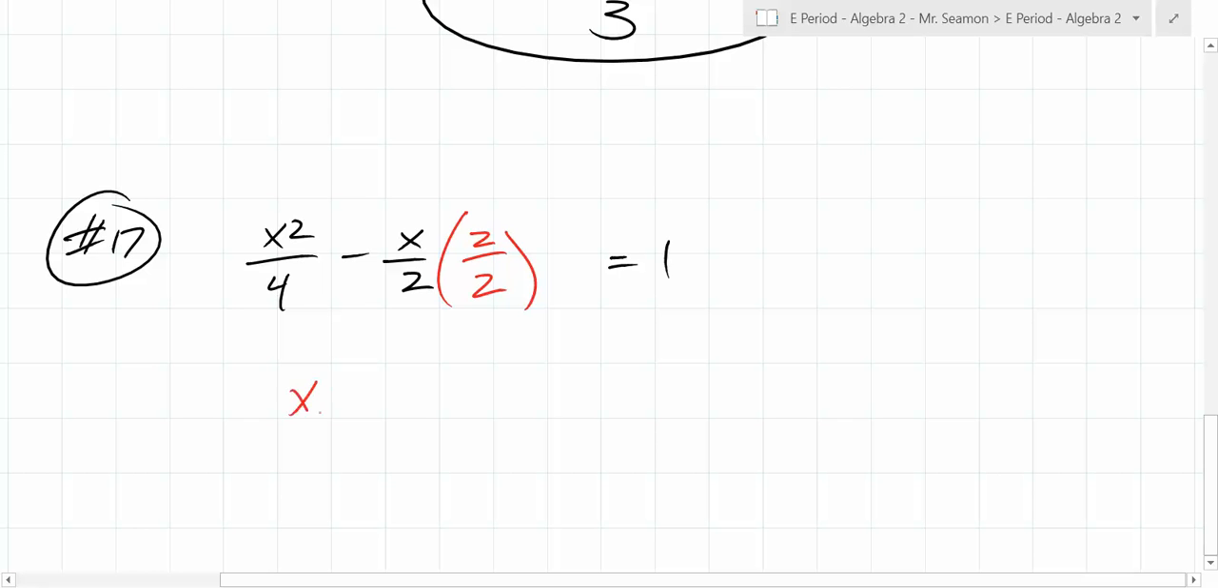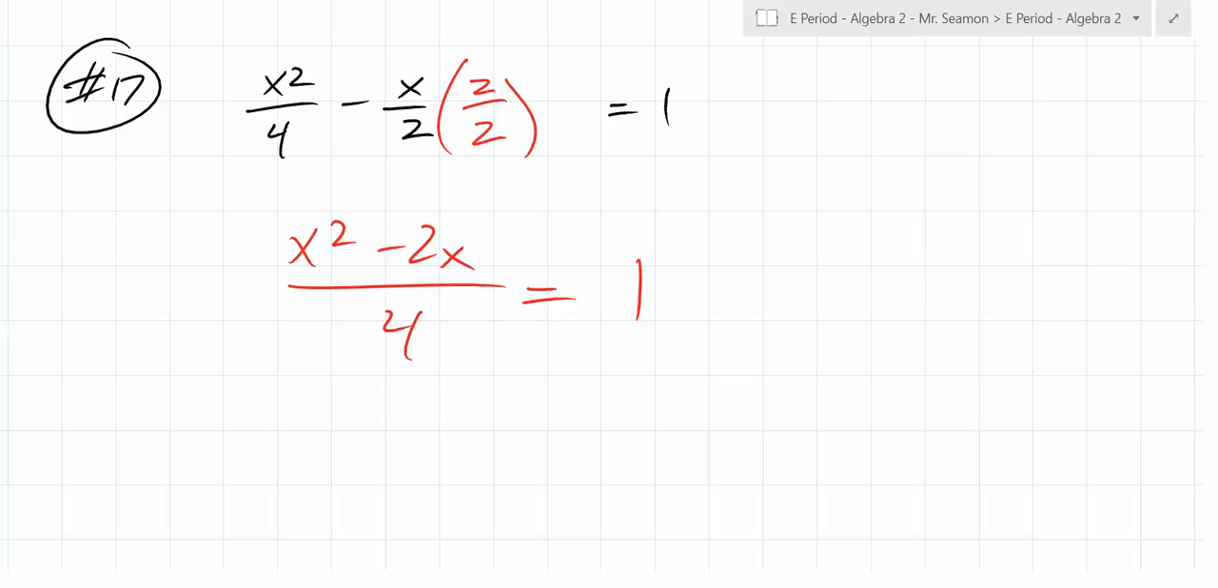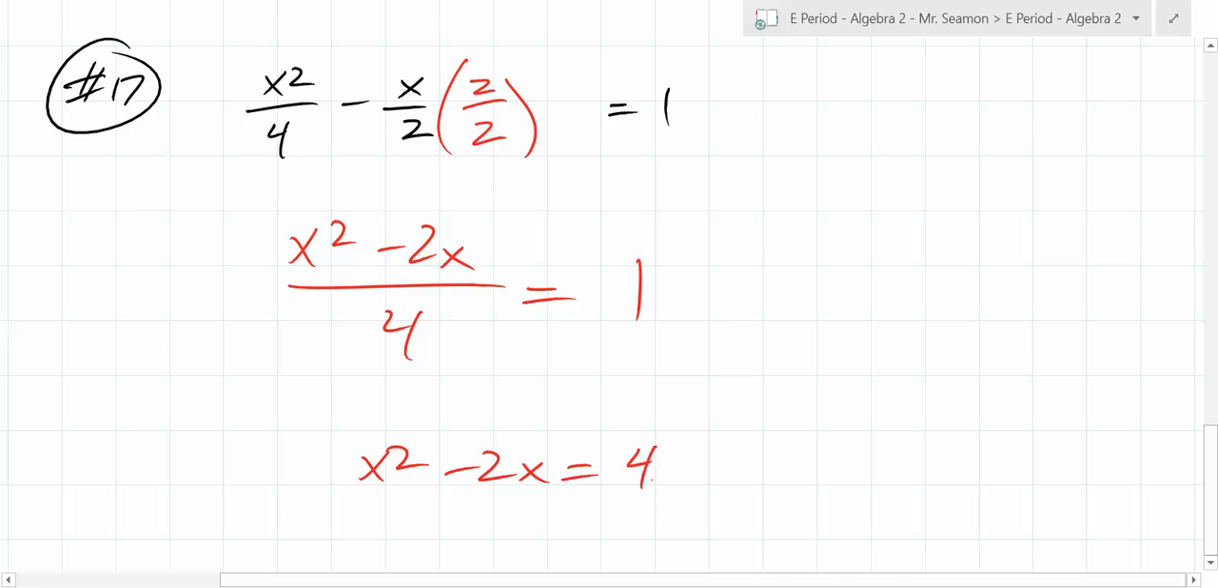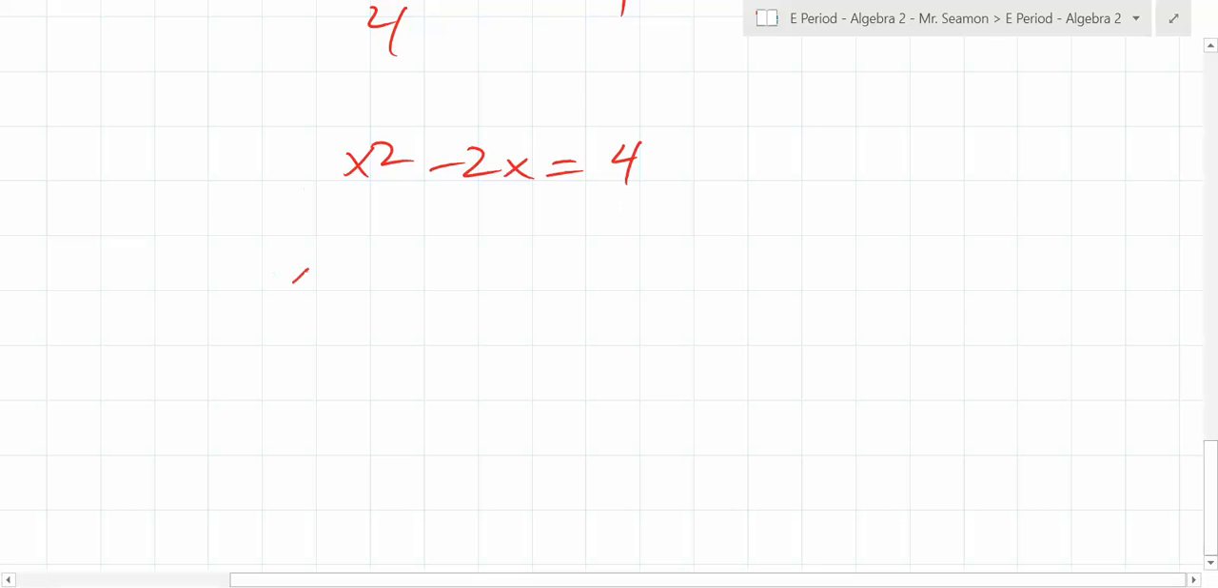So we end up with x squared minus 2x over 4 is equal to 1. Now what do we do? Not a showstopper. Multiply by 4. x squared minus 2x equals 4. Is that in standard form? No. So it's x squared minus 2x minus 4 is equal to 0.